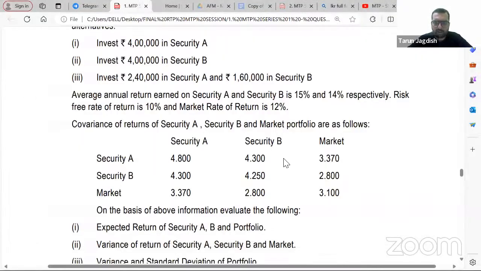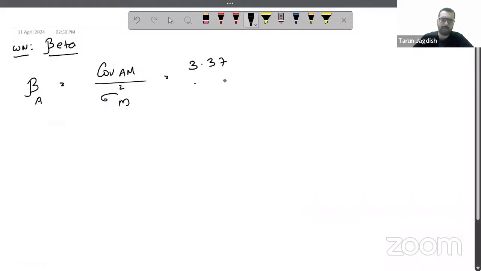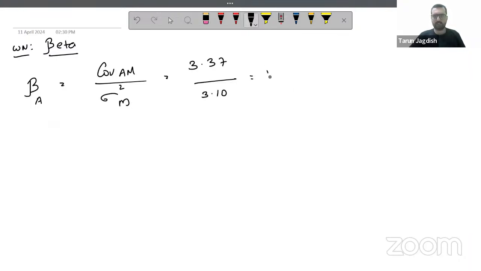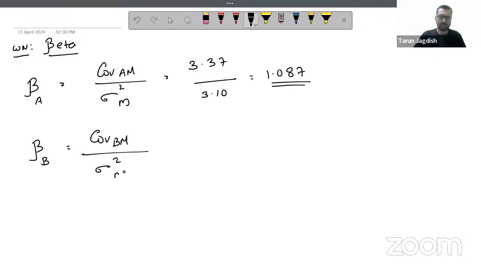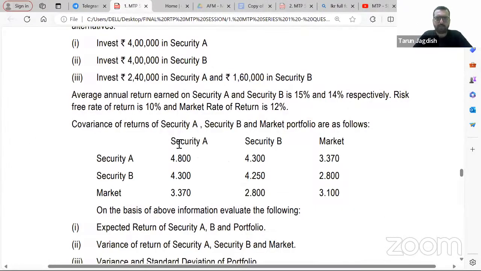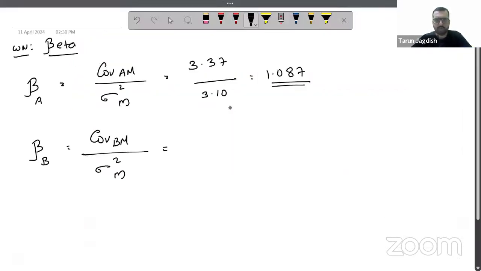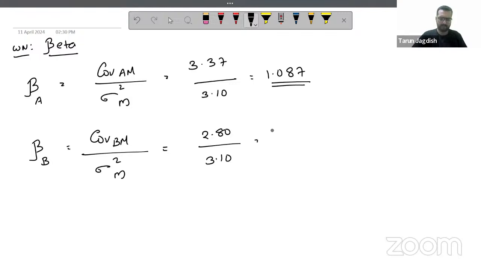Covariance of AM. A with that of the market, that is 3.37. Divided by variance of M is 3.1. So what is the beta you get over here? Do you get the answer as 1.087? Now tell me, beta of B. That is covariance of BM divided by variance of the market. So covariance of BM will be 2.8 divided by 3.1. Do you get the answer as 0.903?